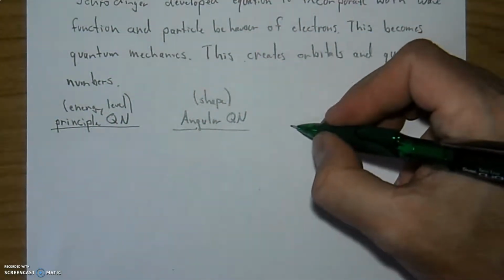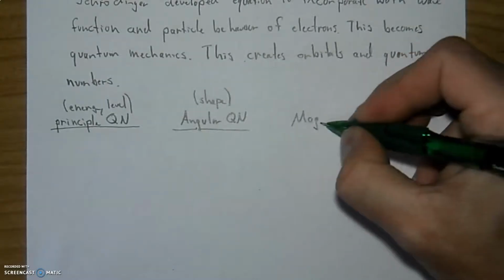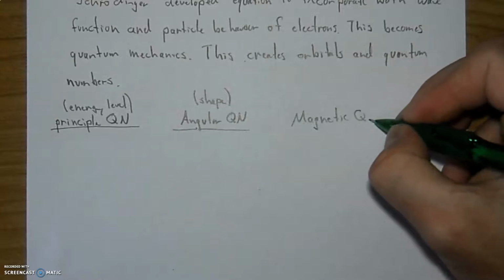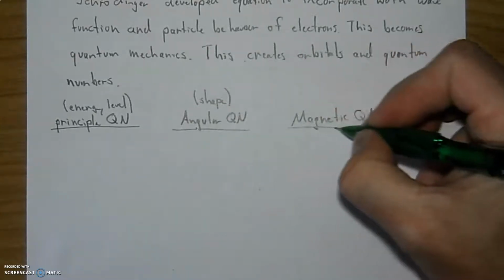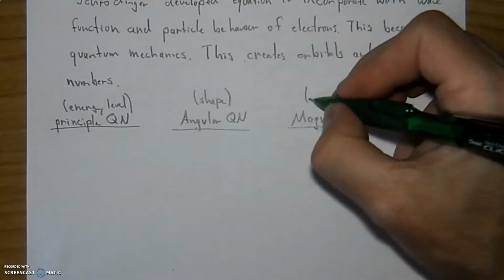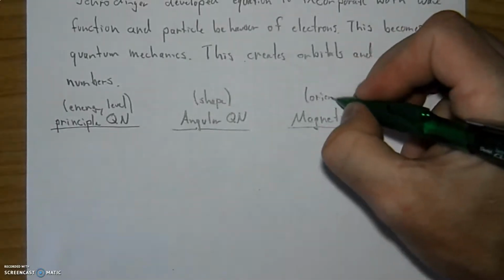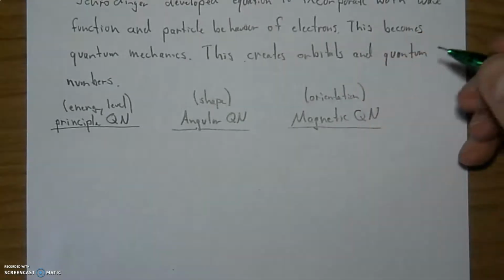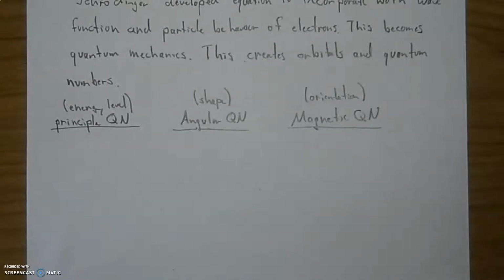The third one is the magnetic quantum number. There is a fourth, which is simply the spin, but we're going to leave that one alone. And this is the orientation, kind of like the direction. We'll talk more about that as we're moving along.